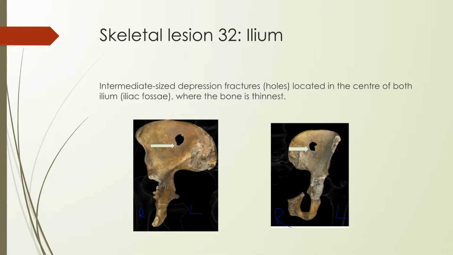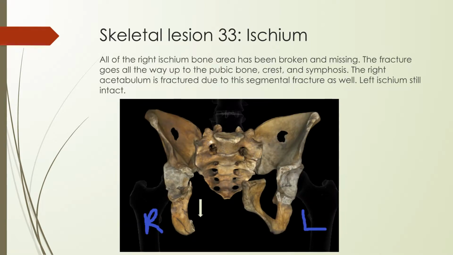In the ilium, there are intermediate-sized depression fractures located in the center of the ilium, where the bone is thinnest, on both sides. For the ischium, all of the right ischium has been broken and is missing. The fracture goes all the way up to the pubic bone, crest, and symphysis. The right acetabulum is fractured due to the segmental fracture as well, and the left ischium is still intact.